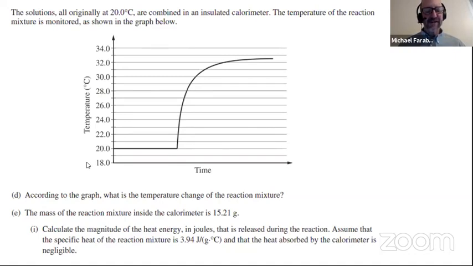According to the graph, what is the temperature change of the reaction mixture? And calculate the magnitude of heat energy in joules that is released during the reaction. Assume that the specific heat of the reaction mixture is 3.94 joules per gram degree Celsius, and that the heat absorbed by the calorimeter is negligible. So we have a delta T and we have q = mcΔT coming up. All right, here is the student's answer.